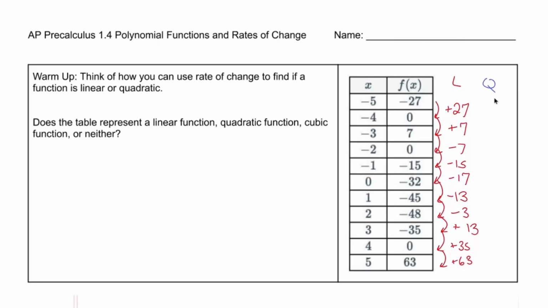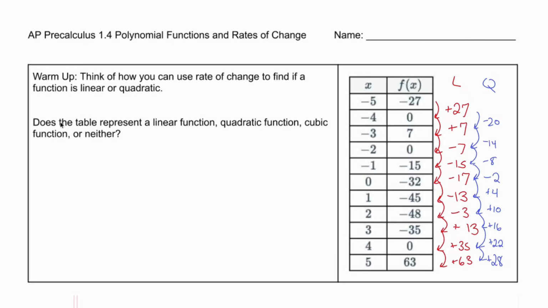Rates of change of rates of change. So to get from 27 to 7, you subtract 20. To get from 7 to negative 7, you subtract 14. So once again, this one's not quadratic. Very interesting. Subtract 8. Subtract 2. Add 4. Add 10, add 16, add 22, the Taylor Swift special, add 28. All right, well, it's not linear, and it's not quadratic.